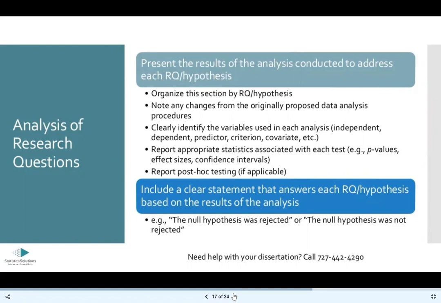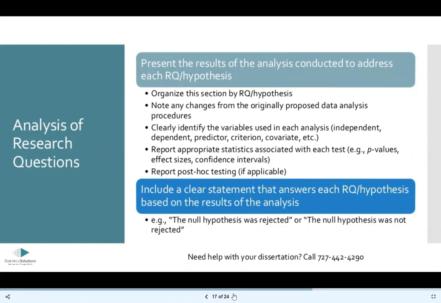You'll want to provide appropriate statistics associated with each test. So most tests will have p-values. You may also want to report effect sizes associated with those tests, as well as confidence intervals and test statistics that correspond with the tests. So if you're doing a t-test, you may want to present the t-statistic and the degrees of freedom. If you're doing an ANOVA, you'll report the F-statistic and the degrees of freedom and so on. And these are all pretty standard. If you were to look on the SPSS website or the SAS website, you can find sample write-ups for what test statistics you want to report for each test.